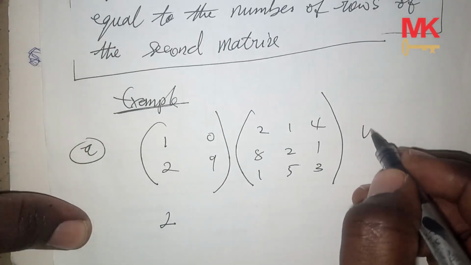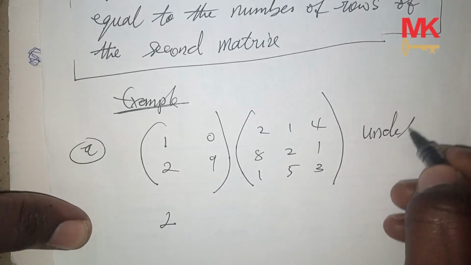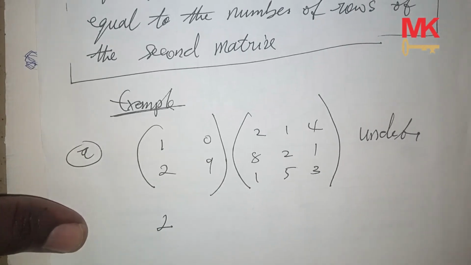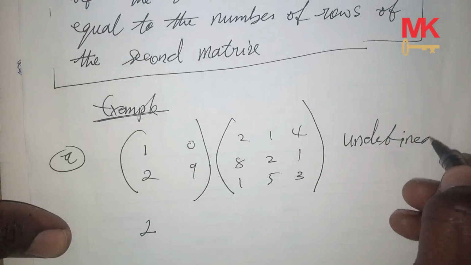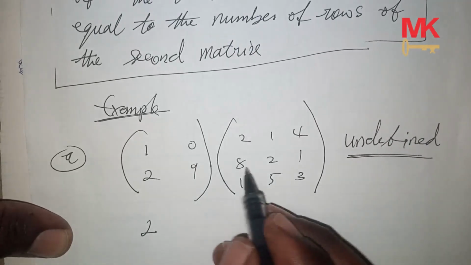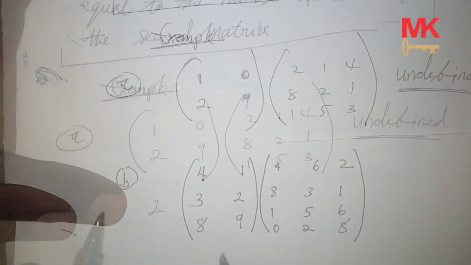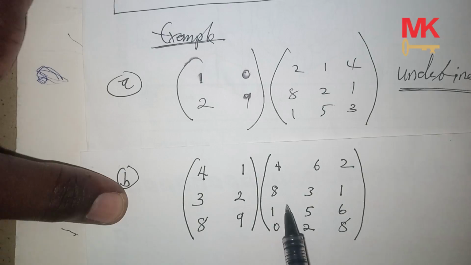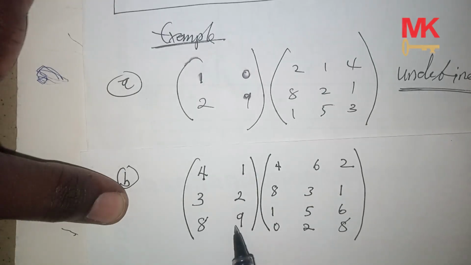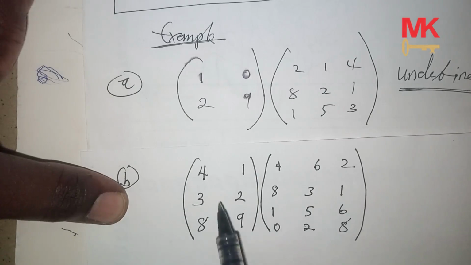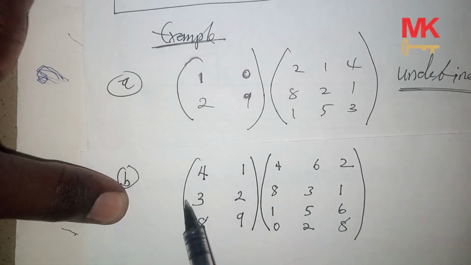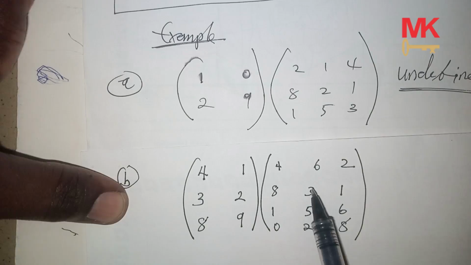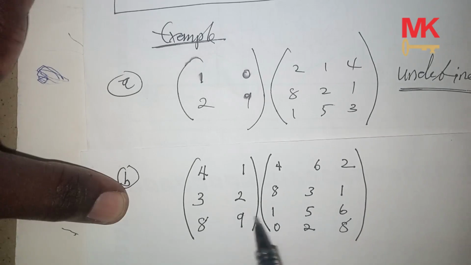So this will give you what is called undefined. That means you cannot multiply these two matrices. Another example of two matrices that cannot multiply are these two. Why? Because there are 2 columns here and there are 4 rows here. So the number of columns in the first matrix must be equal to the number of rows in the second matrix for both matrices to be able to multiply.